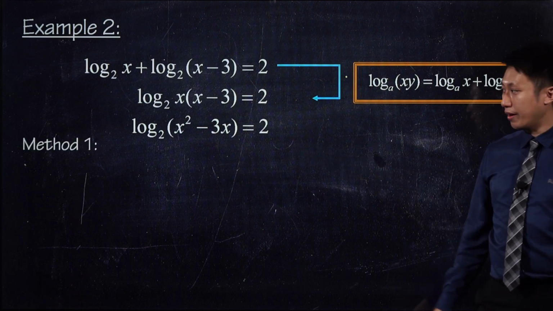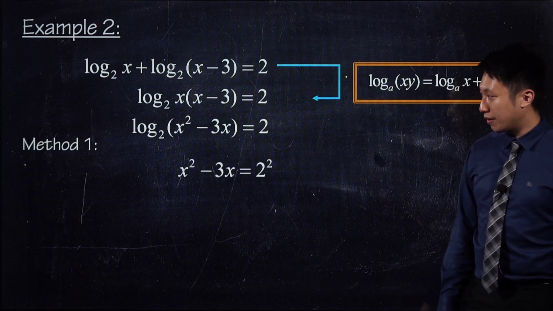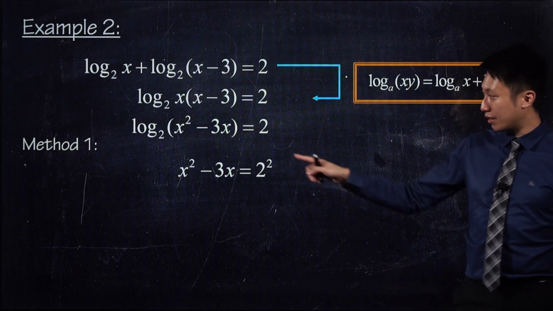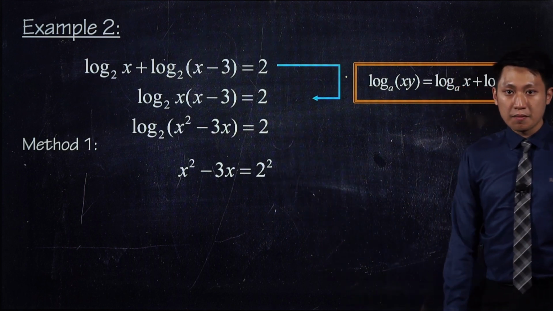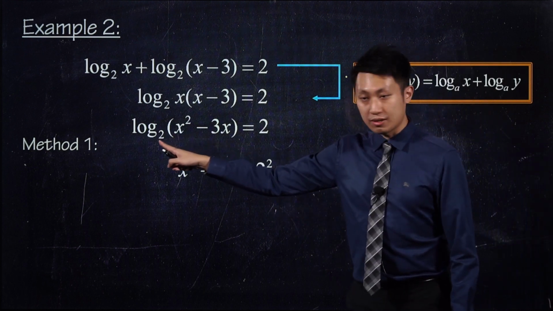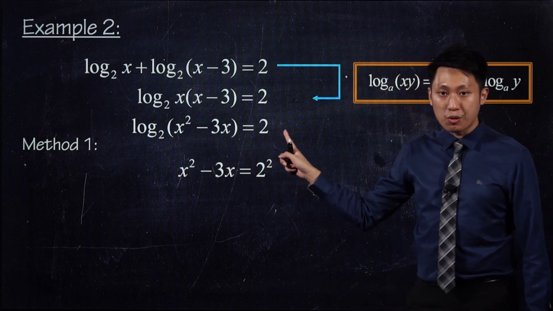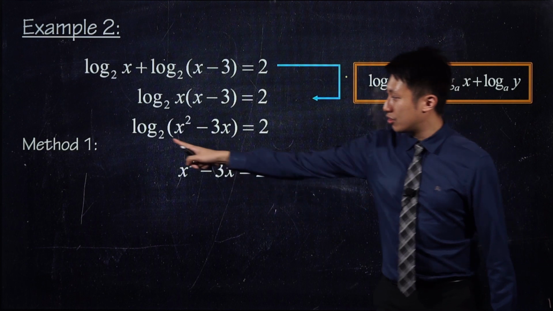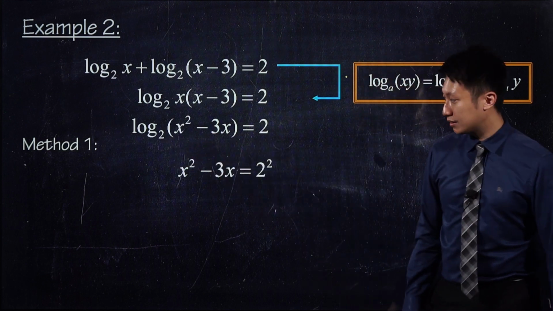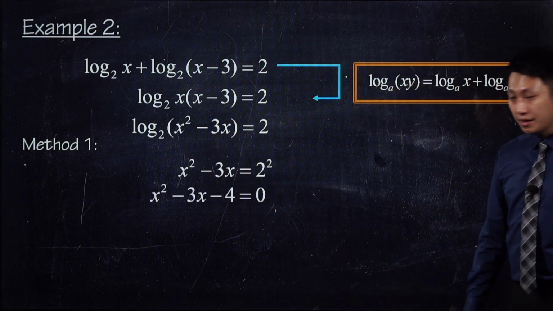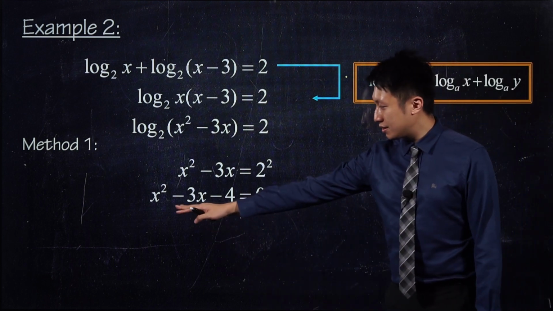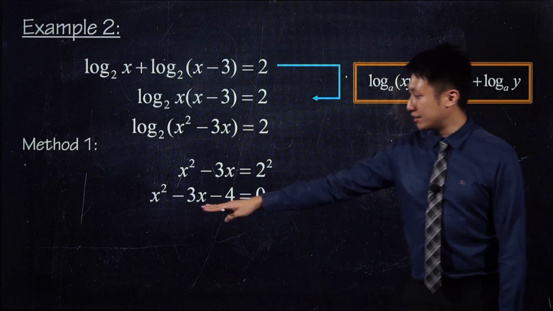I say method 1, which is what? Do you know why you get here? From here, you will get this. It's just that this one is the base, then the power is equal to this thing. 2 to the power 2 is equal to x squared minus 3x. So that's why you have this one. Hence you just move everything to one side, and you see this.